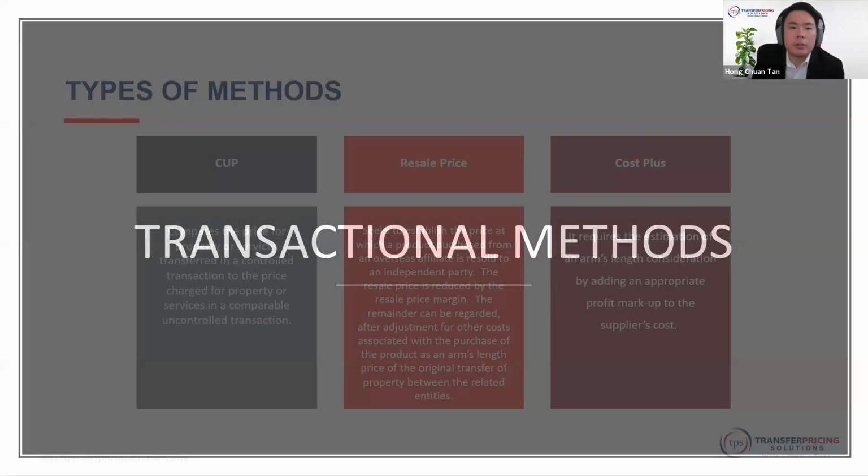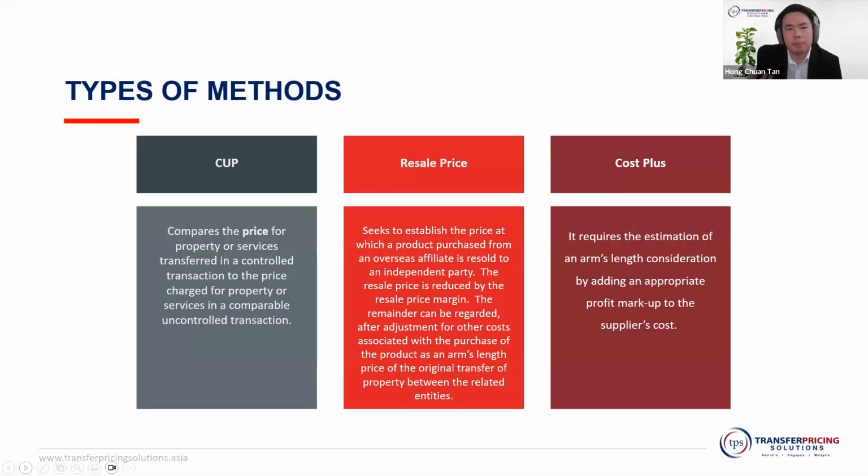All right, let's look at the traditional transactional method where, okay, CUP, which is comparable uncontrolled price, right? When you look at the name itself, it's comparing the price in relation to uncontrolled transaction, meaning independent transaction, right? So CUP emphasizes comparing the price itself, the dollar value of the transaction, right? Obviously, there are strengths and weaknesses of these methods, where when you look at CUP, we are looking at the price.